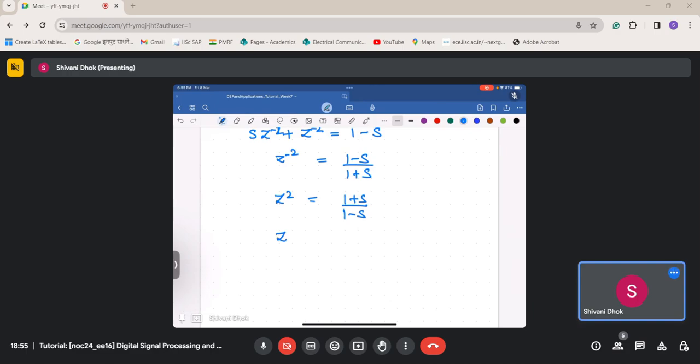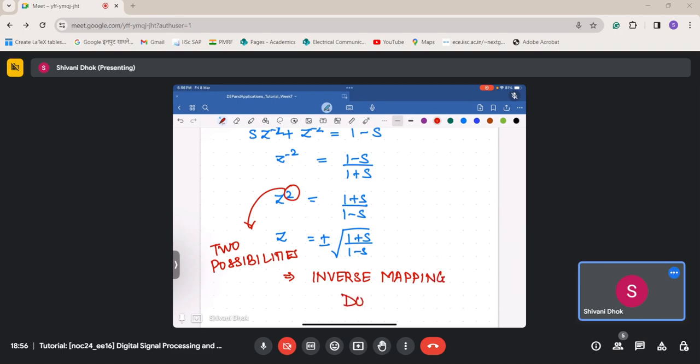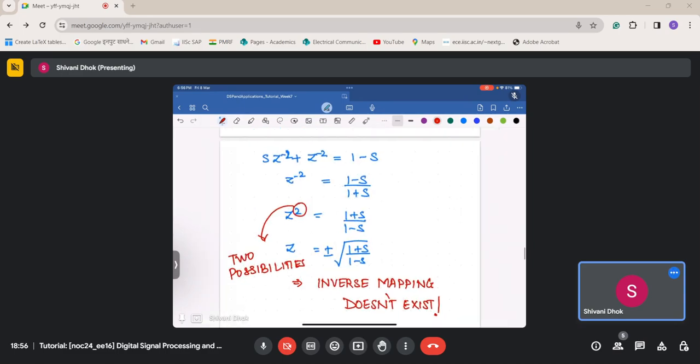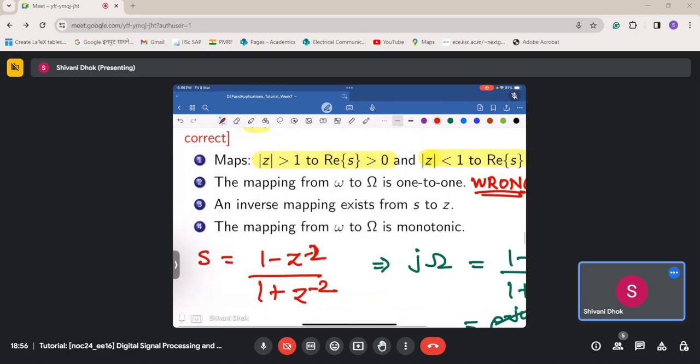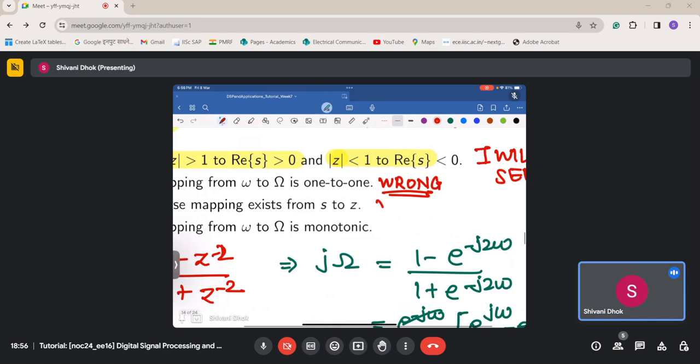So when I take Z, this will be under root of 1 plus s upon 1 minus s, but plus minus, which means that due to this quadratic thing here, this will give me two possibilities. So this simply means that the inverse mapping from S to Z does not exist, which means that this option is also wrong.